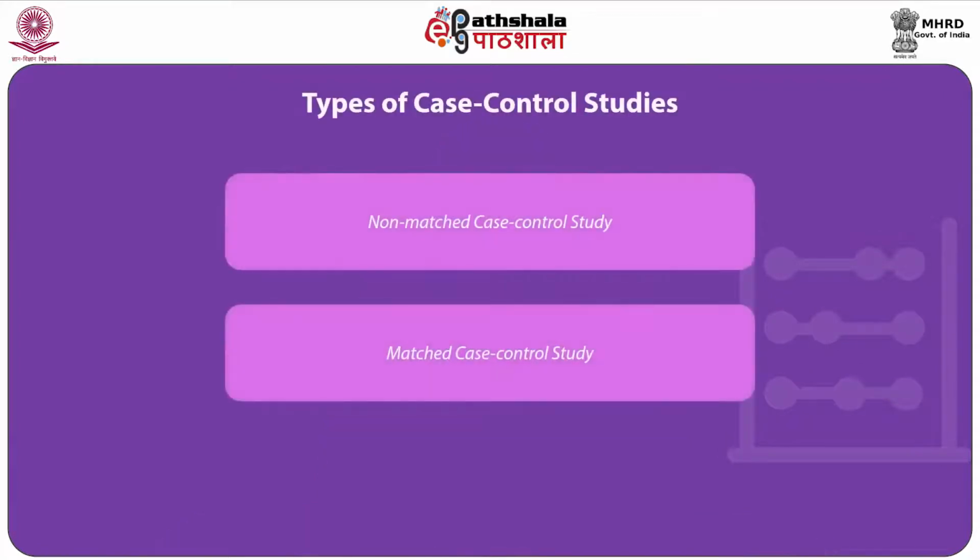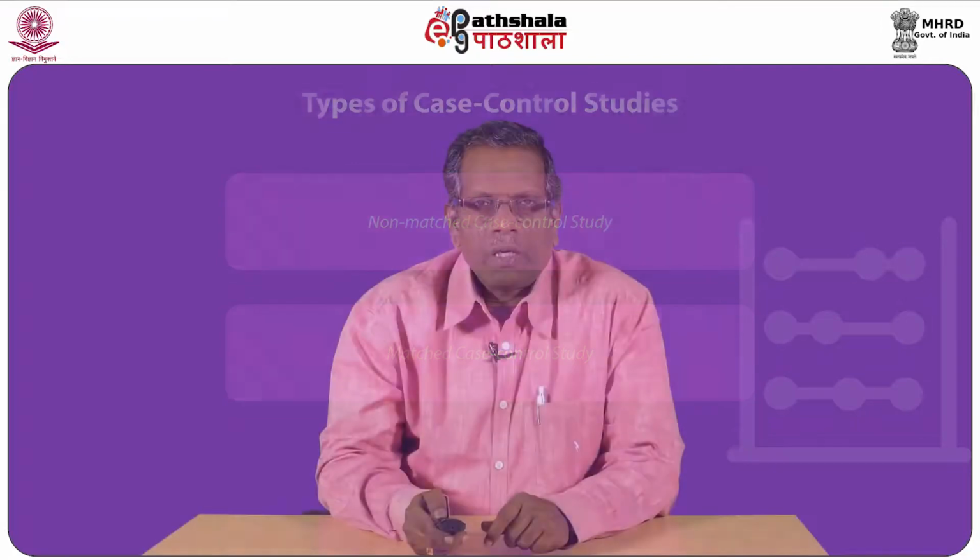Now, we will move on to the types of case control studies. Based on the selection of controls, there are two types of case control studies. One is the non-matched case control study, the other one is the matched case control study. The non-matched case control study is the simplest form. A person with the disease is enrolled in the study and a person in the nature of control, that is one without the disease, is also enrolled and their exposure status is determined.